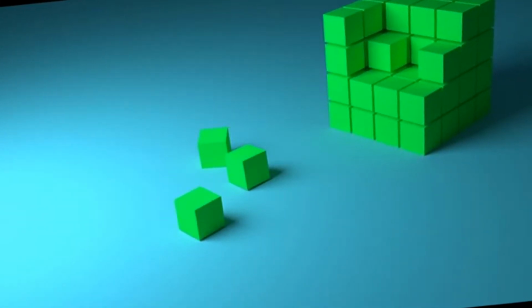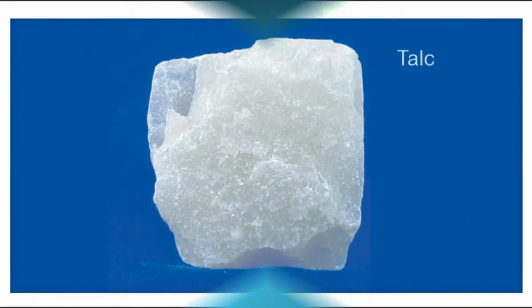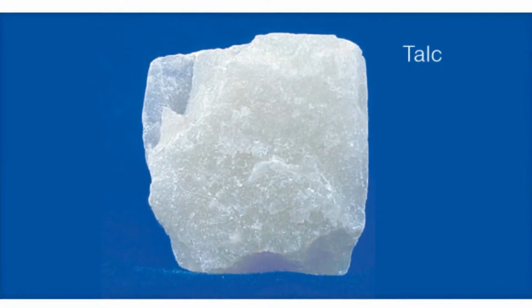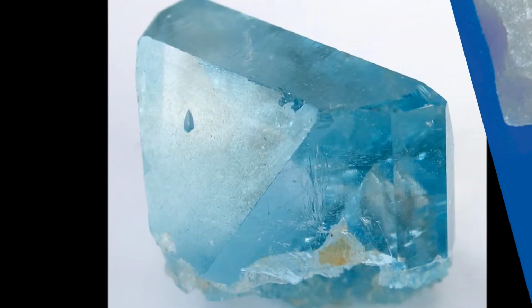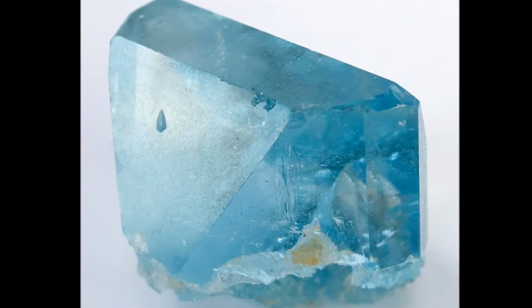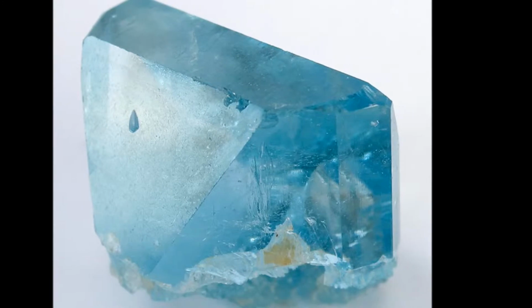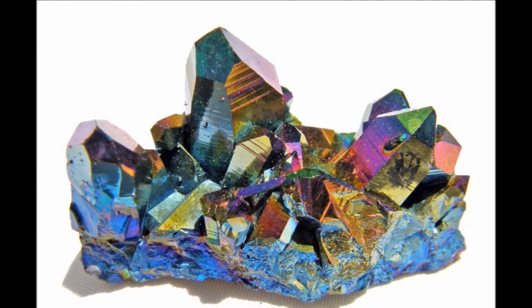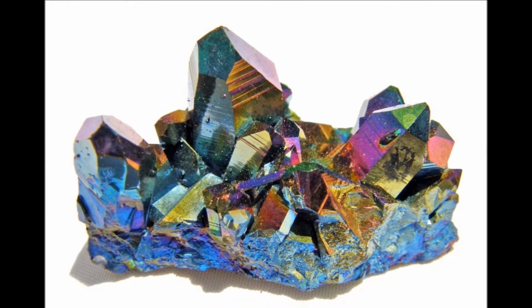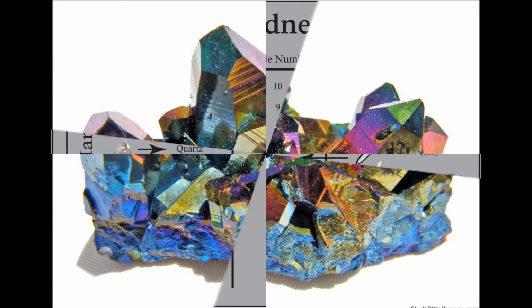A property is a characteristic that describes something. One property is color. Talc, for example, is white. Topaz can be blue. Color alone, however, cannot identify minerals. Many minerals have the same color. Quartz, on the other hand, can come in many different colors.